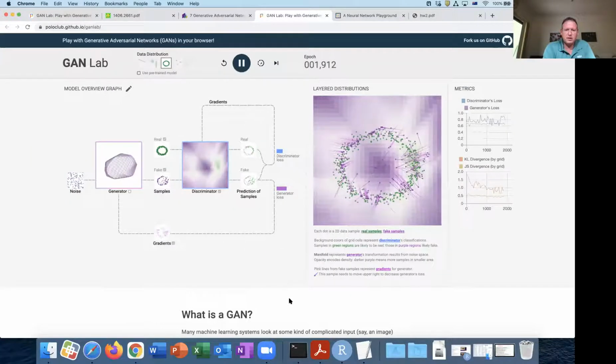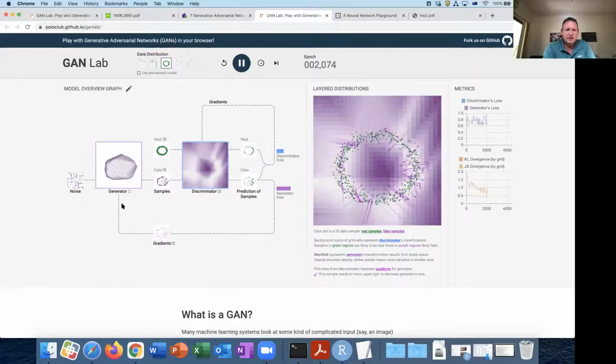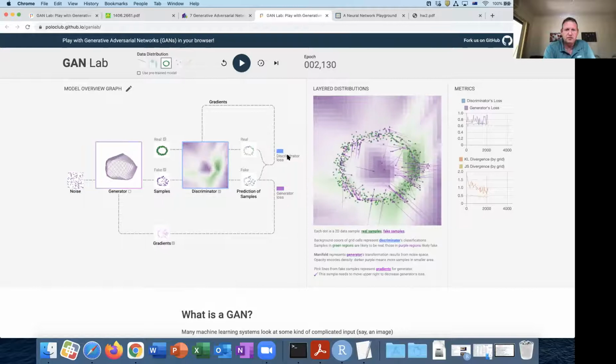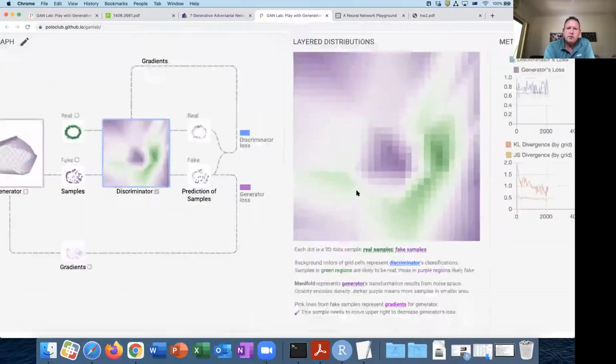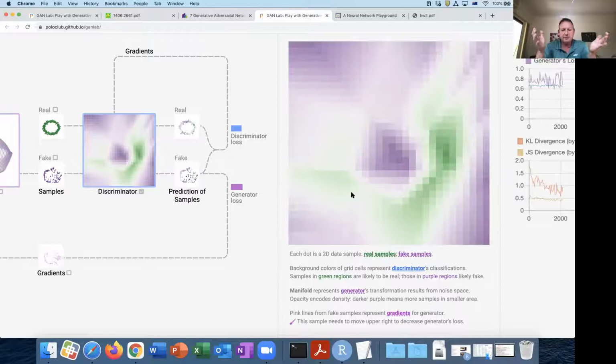There's a question: what do the background colors relating to the discriminator actually signify? No problem. Let's pause this, and turn off the samples, the fake and the real, and also turn off these gradient vectors. What we see here is what a binary classifier looks like for two inputs, your X and your Y. This binary classifier is the discriminator, where green is positive, close to one, and purple is negative, close to zero. I guess white is neutral.